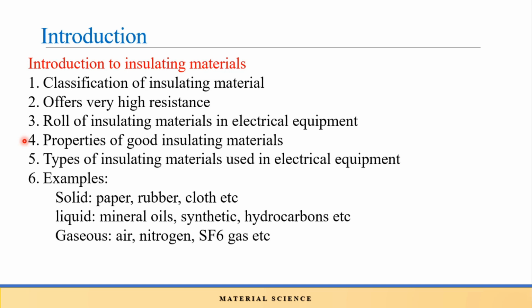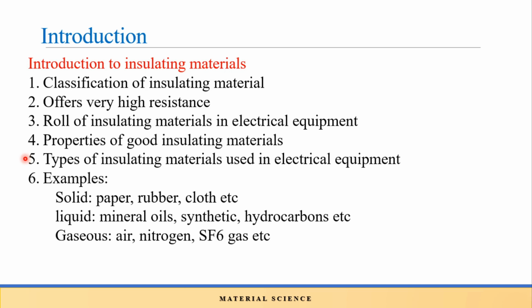Besides these properties, it should be easily available, easy to fabricate, and cheaper in cost. Again, these are some properties of a good insulating material. Now we will move towards the next point, that is types of insulating material used in electrical equipment.